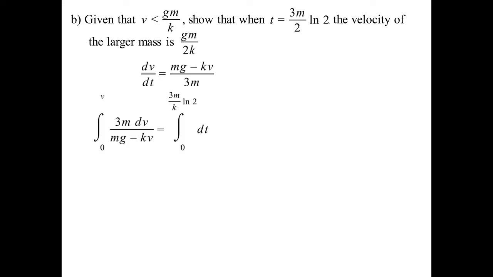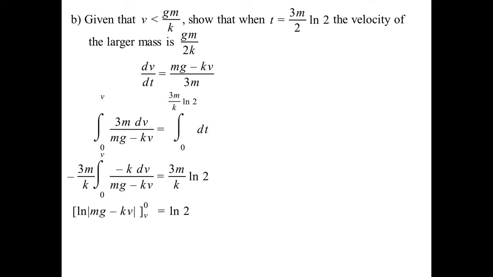Given that velocity is less than gm on k, show that when time is that, the velocity of the larger mass is gm on 2k. Okay, so we've now worked that out. Separate the variables. What do we got? That's a log function on the left, isn't it? We get the log of mg minus kv.